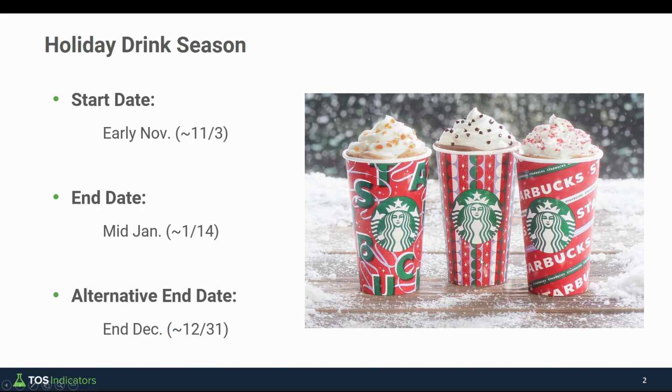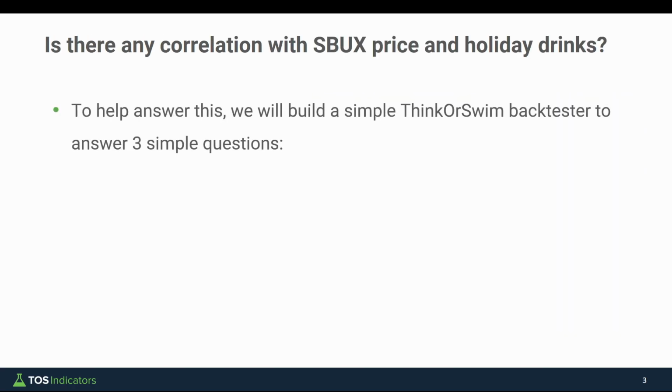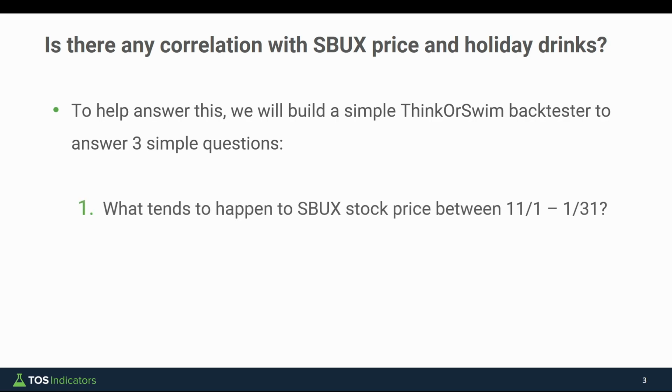Now with these three dates, we can create a very simple backtest hypothesis, or a series of tests rather, that we're looking to run inside of Thinkorswim. The first test is what tends to happen over the full period of this holiday drink season, so November 1st to January 31st of the following year. We'll use basic stock prices like the open as of November 1st, the very beginning of the month, and compare that to the close at the end of January. That's the basic premise of our backtest.